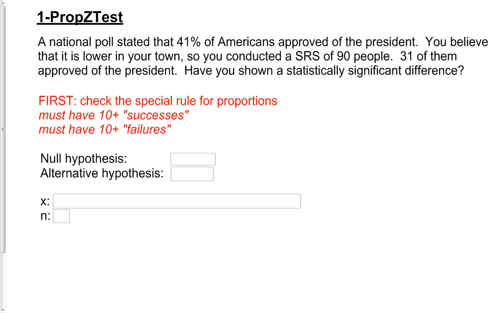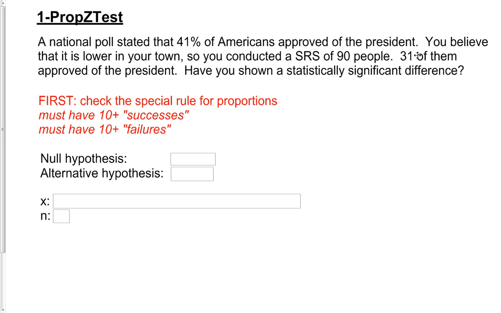And I'll show you how to determine the difference in your calculator so that you don't mix up your p-value with the estimate of the proportion. So let's start out with an example to help explain what's going on. A national poll stated that 41%, and that percent again referring to a proportion, of Americans approved of the president. You believe that is lower in your town, so you conducted an SRS of 90 people. 31 of them approved of the president. Have you shown a statistically significant difference?